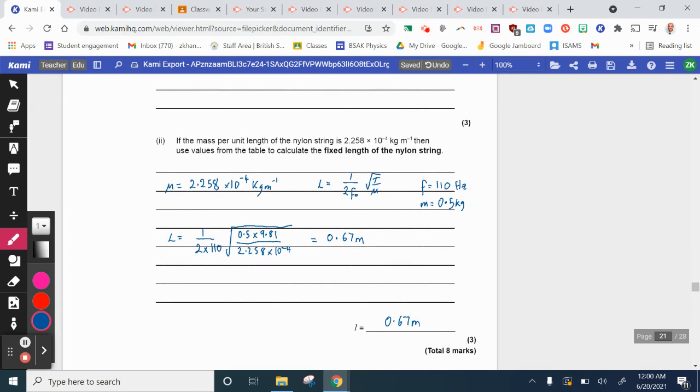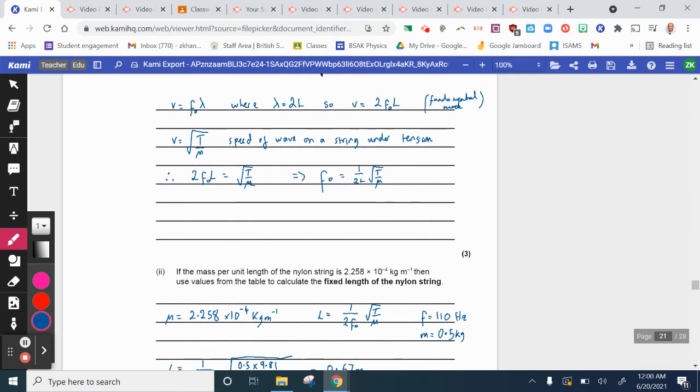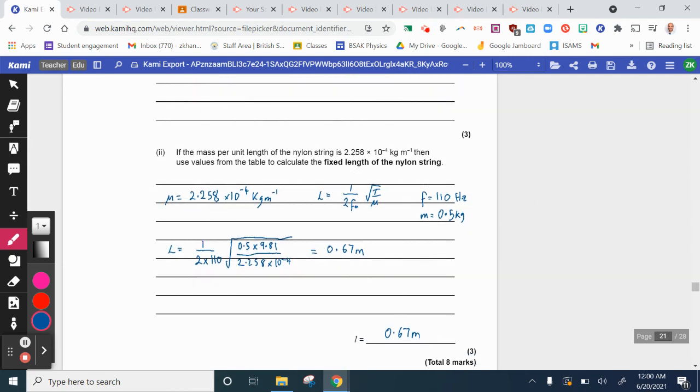Next question is to find the original fixed length of the nylon string. We've been given the mass per unit length. So what we need to do is rearrange this formula to get L equals. So L equals 1 over 2 times the fundamental frequency, multiplied by the root of the tension in the string over mu.